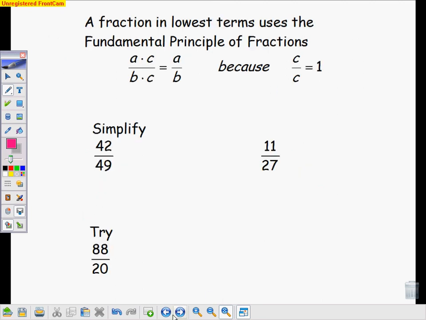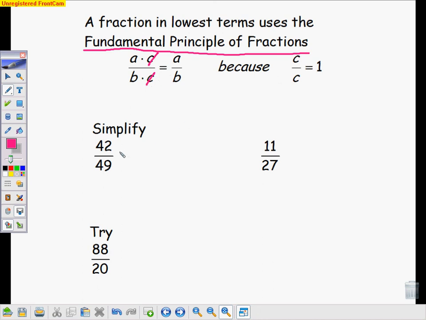Next up, we are going to look at writing fractions in lowest terms. This uses what we call the fundamental principle of fractions. And you've seen this, it's just giving it a name now. If you have A times C over B times C, it's equal to A over B because C over C equals 1. These C's can cancel each other out.